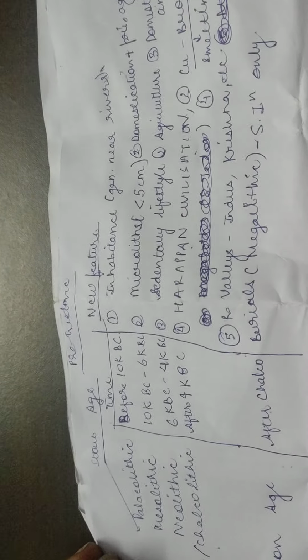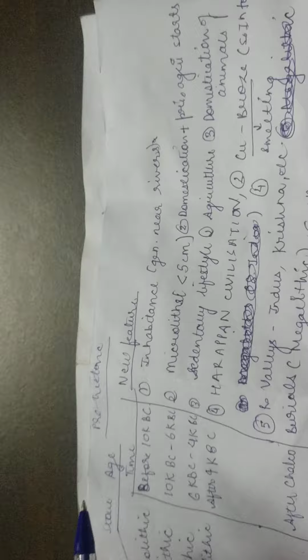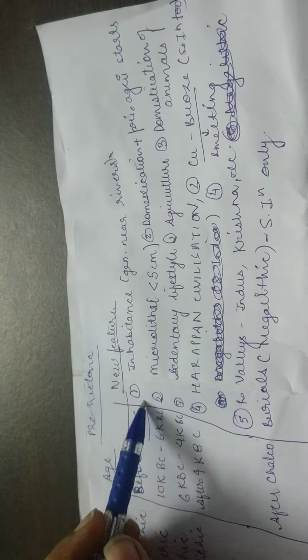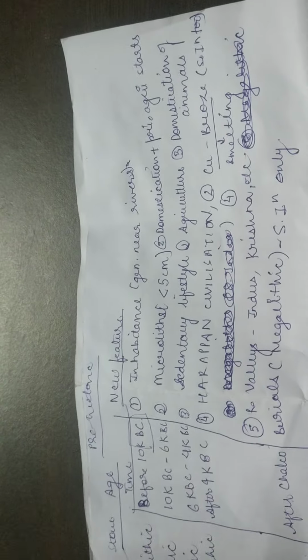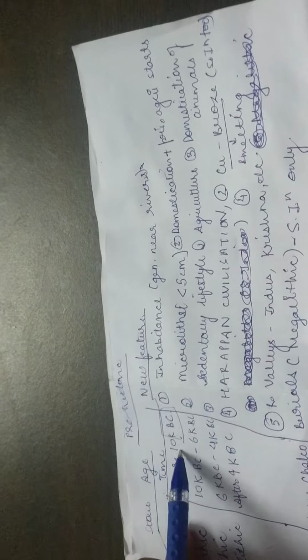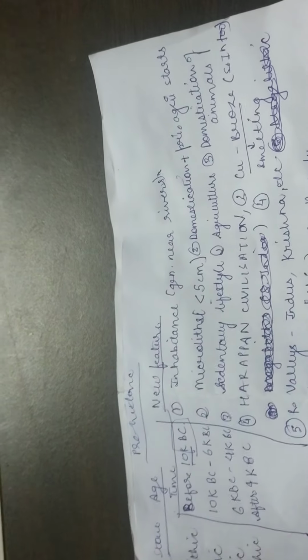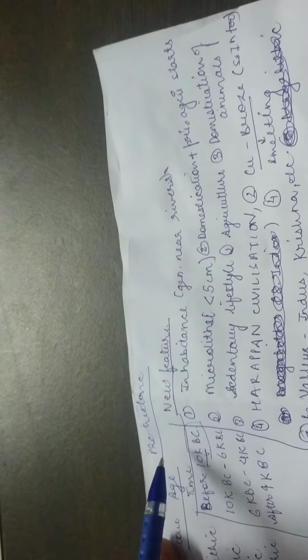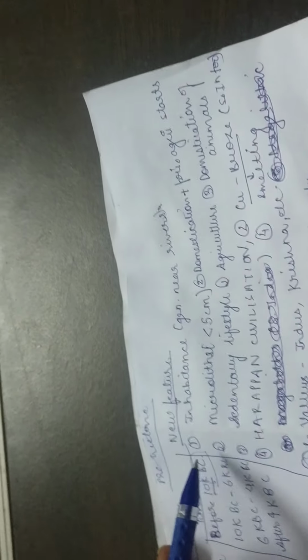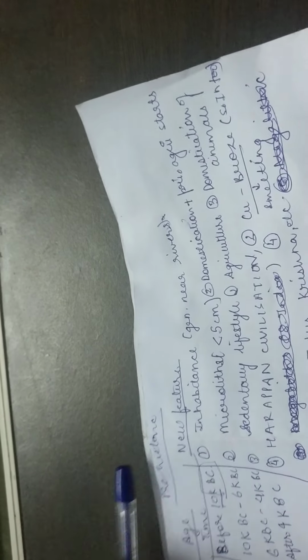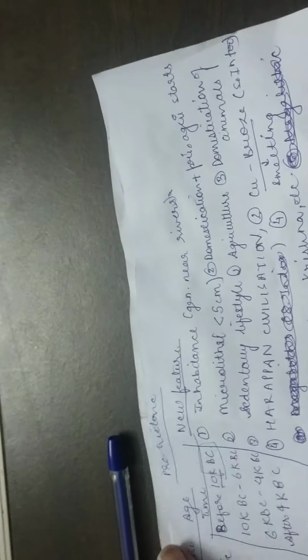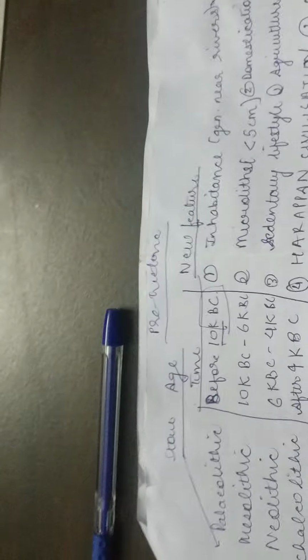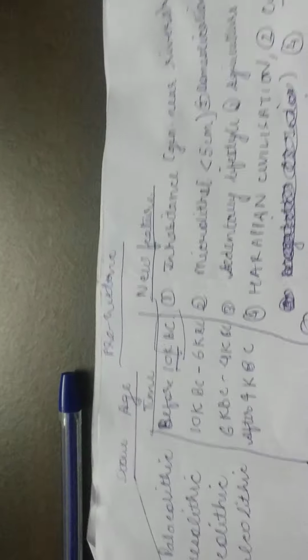So this Paleolithic starts before 10k BC. This is not KBC, the Kaun Banega Crorepati one, but 10k stands for 10,000. Due to less space, I have to shorten it to 10k. So before 10k BC, BC being before Christ, what began was inhabitants near rivers and waters. It is the first time that human beings started a sort of sedentary lifestyle, but not completely.